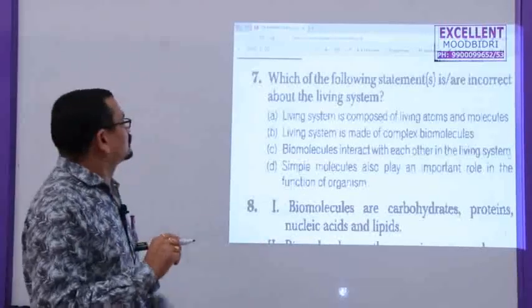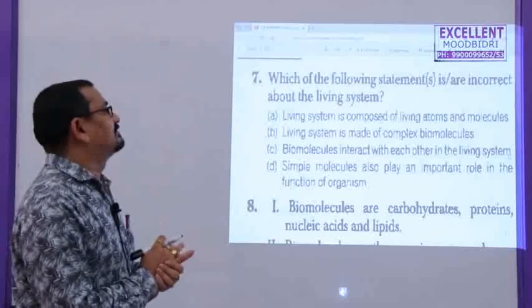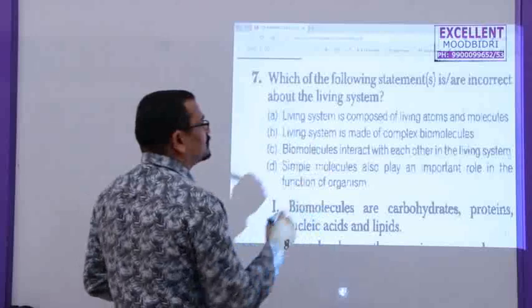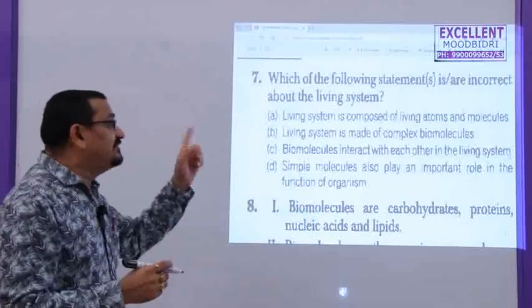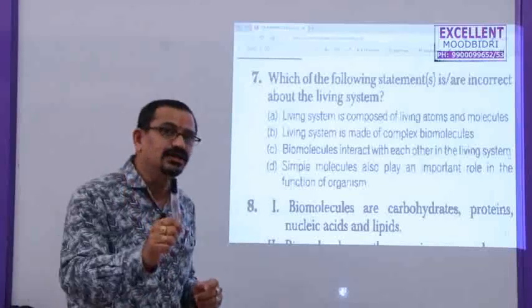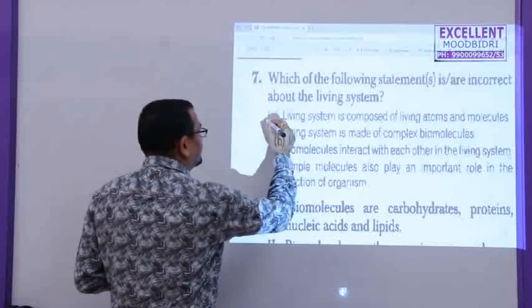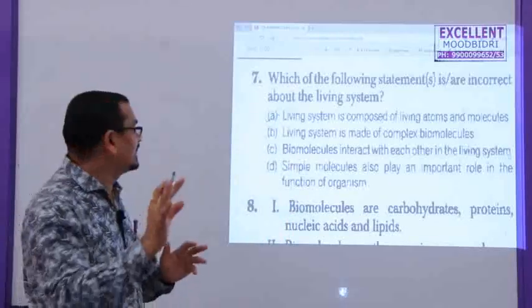When it comes to the next question, which of the following statements are incorrect about the living system? First one is, living system is composed of living atoms and molecules. Already we discussed this point. Living system is composed of non-living atoms and molecules. So definitely first one will be the incorrect line. That may be the answer. Let us see the rest of the lines.